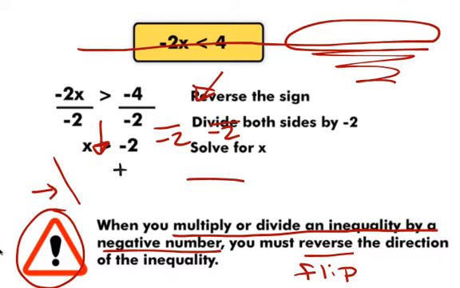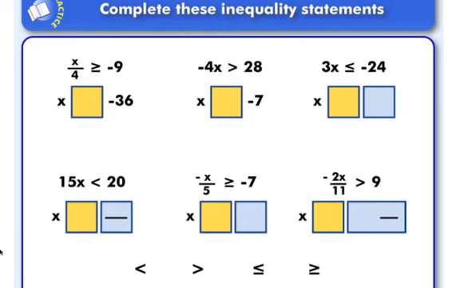Okay, so let's look at a couple of examples and see how that works and make sure we can determine when we need to flip that inequality and when we don't. All right, so this first one, x divided by 4 is greater than or equal to negative 1. We are multiplying both sides by a positive 4, and since that's a positive 4, there's no need to reverse the inequality. So x is greater than or equal to negative 36.